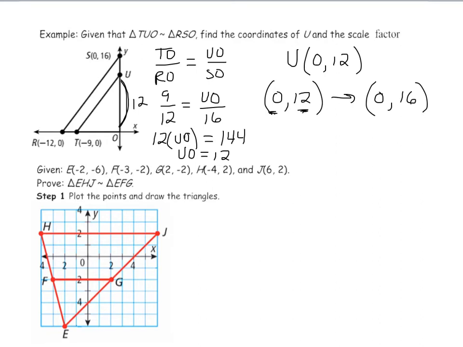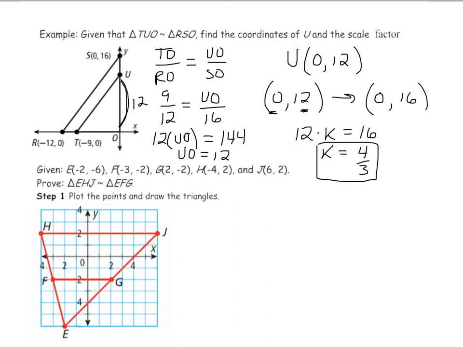So my question is, what did I do to 12? What did I multiply it by to get to a 16? So if I solve this and I divide both sides by 12, I'll get 16 twelfths. But then if I simplify that down, I'll get 4 thirds. So this tells me that my scale factor from triangle TUO to triangle RSO was 4 thirds.